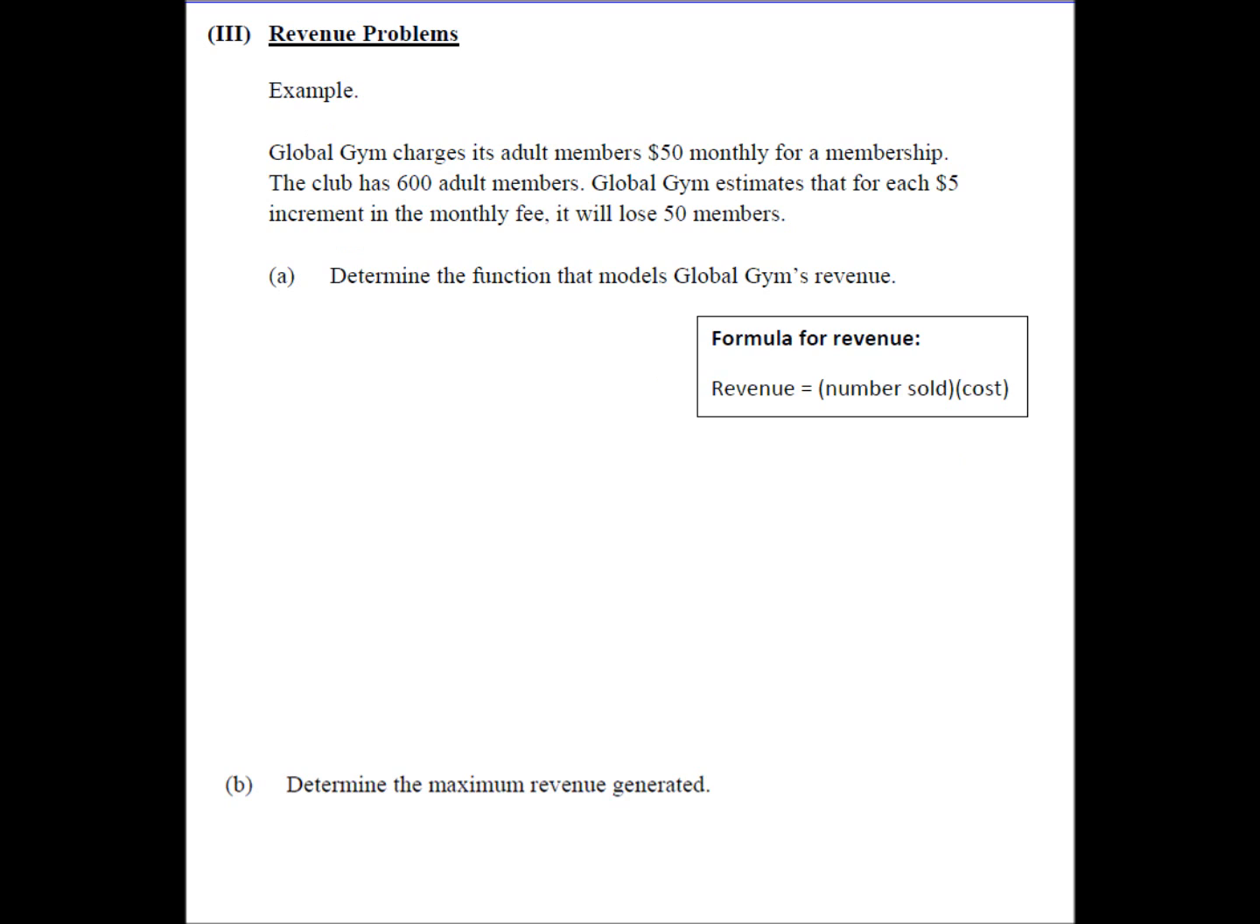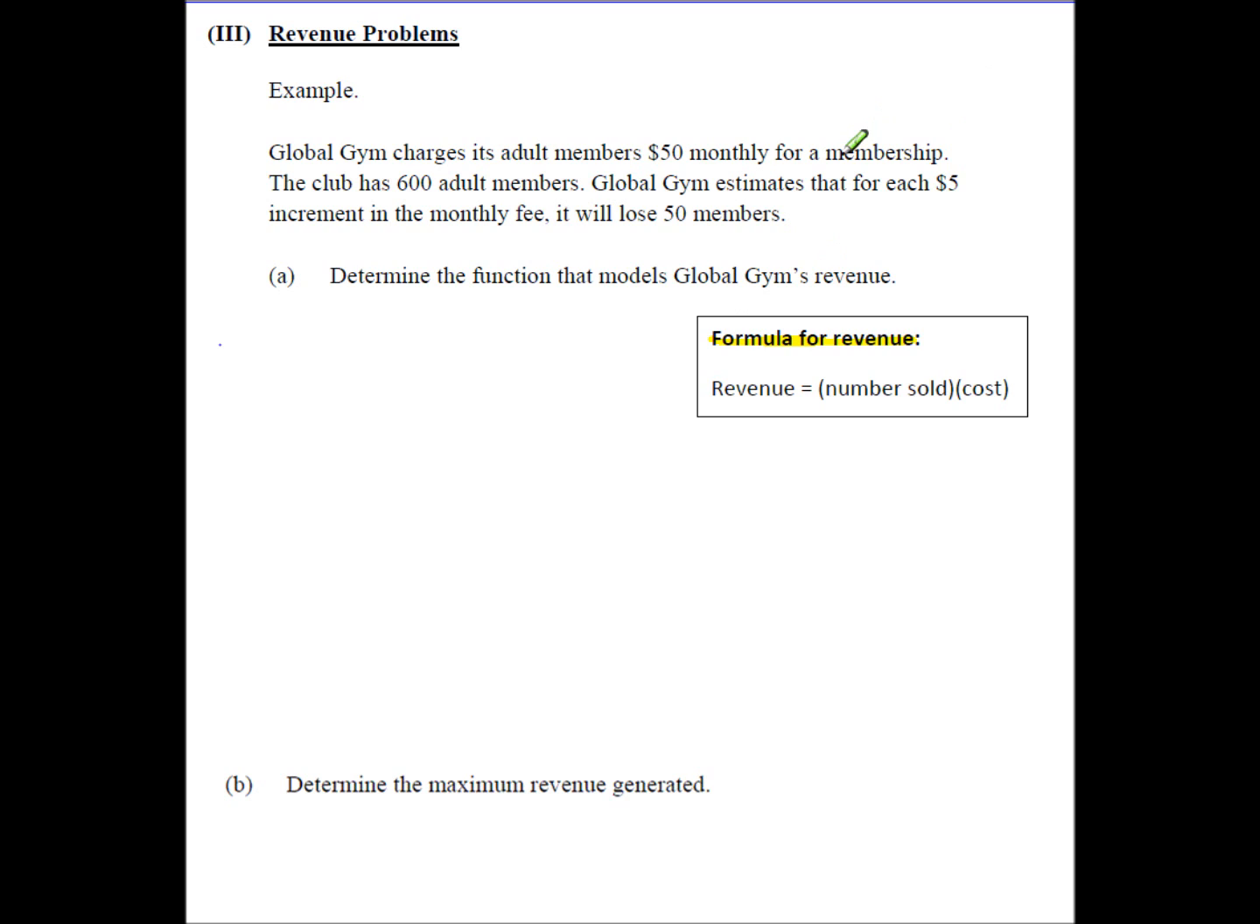So, revenue problem. Gold Gym charges its adult members $50 a month. The club has 600 adult members, and Gold Gym estimates that for each $5 increment of monthly fee, it will lose 50 members. Determine the function that models Gold Gym's revenue. So the formula to figure revenue: your revenue is the number sold times the cost.